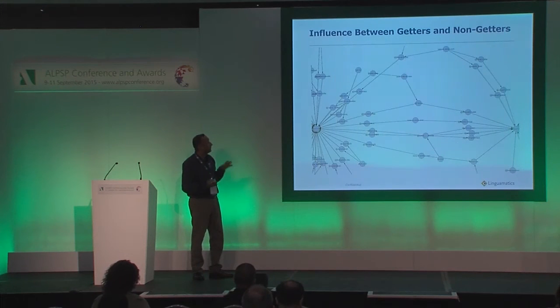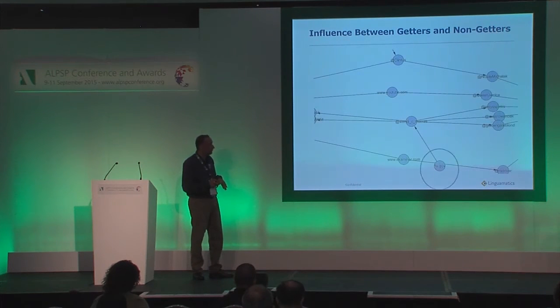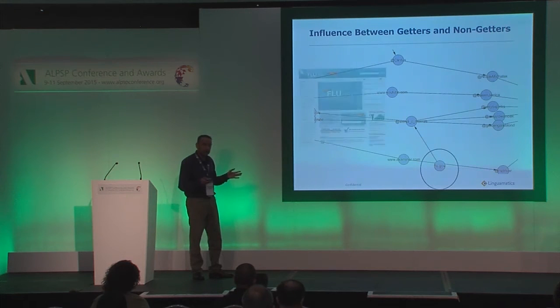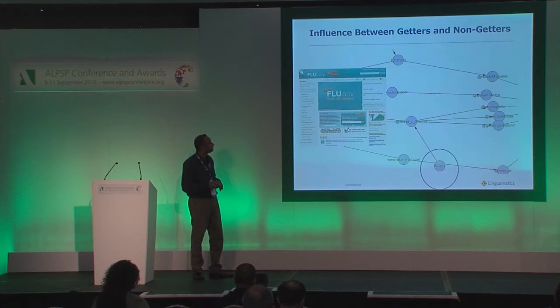For the people who were in between, some were being influenced both for and against. There was something evident there, which was that flu.gov, the government site, was seen as an impartial site influencing them. So that was interesting there.